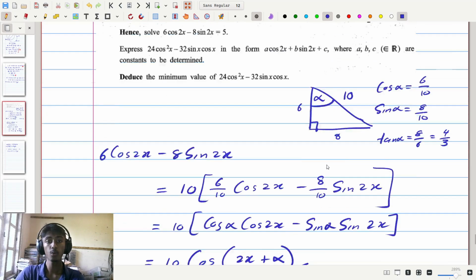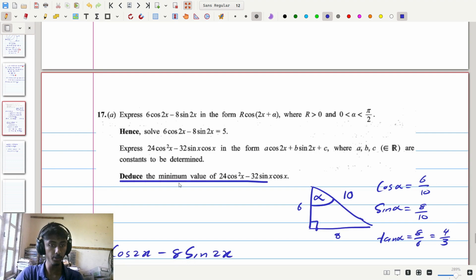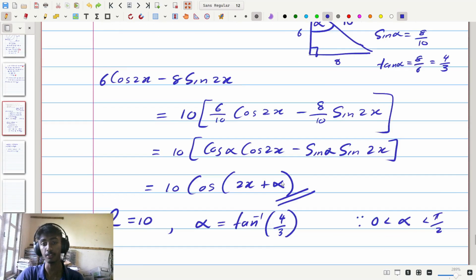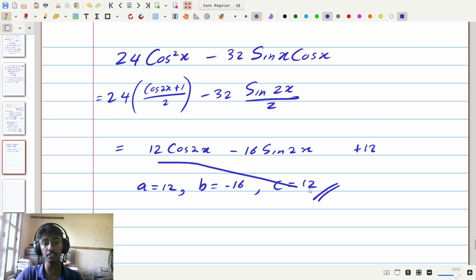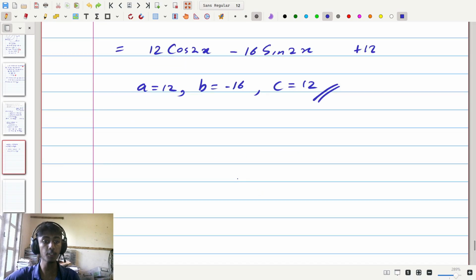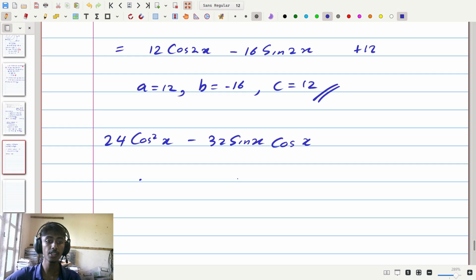Now going up, we can finally move on to the last part of the question, which says: deduce the minimum value of 24 times cosine squared of x minus 32 sine of x times cosine of x. If we consider the expression that we have here, 24 cosine squared of x minus 32 sine of x cosine of x is equal to 12 cosine of 2x minus 16 sine of 2x plus 12.